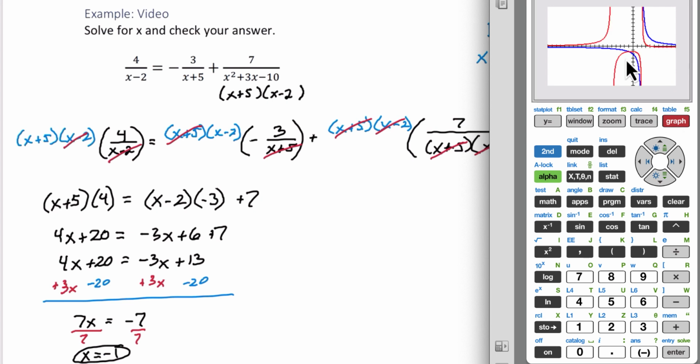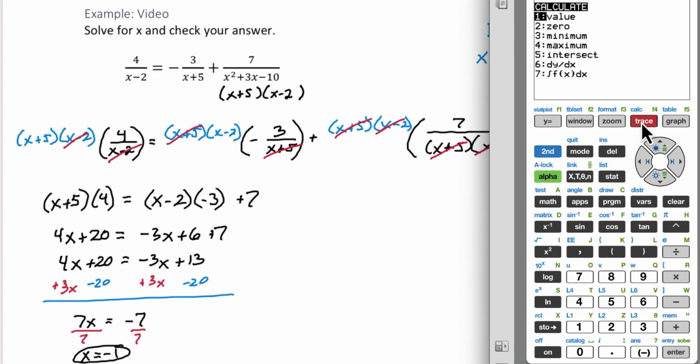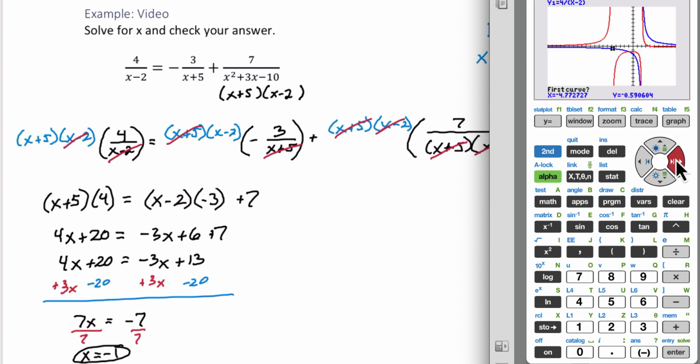And it looks like we're intersecting at negative 1. That confirms our answer. But let's really double check. Let's go to second trace. Number 5 is intersect. It's automatically on the first curve. I'm going to scroll over close to that intersection, hit enter, enter, enter, and it looks like we're good. -1 is the x coordinate of our intersection. So that confirms our answer is right.